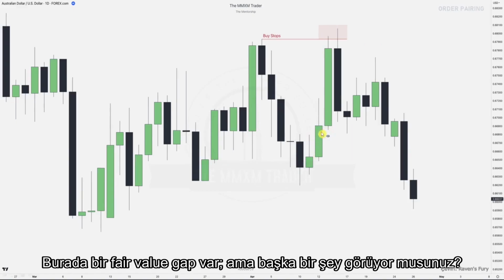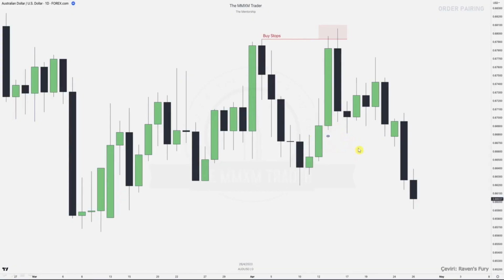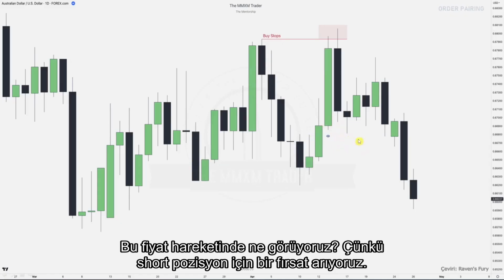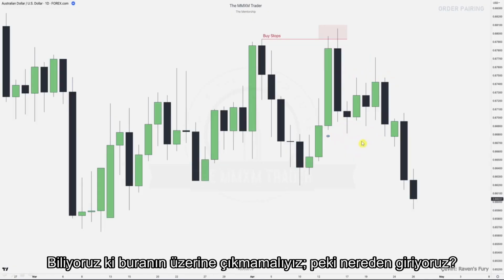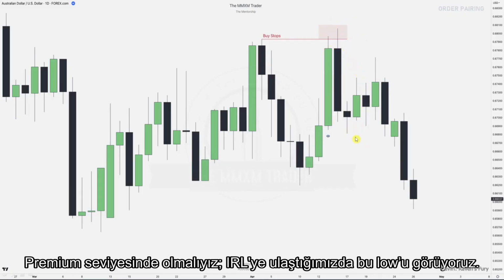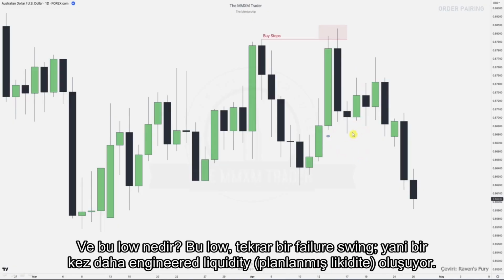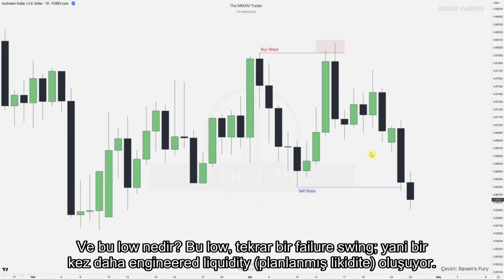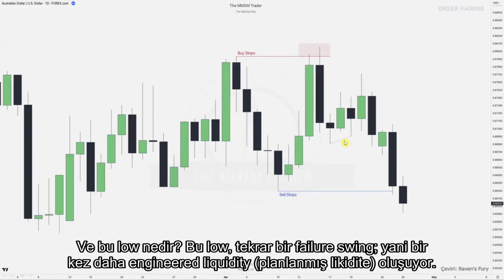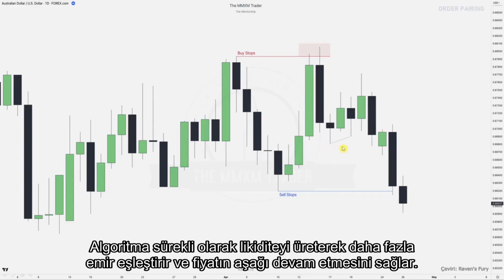We've got this fair value gap here, but can you see something else? What are we seeing in this piece of price action over here? Because we want to look for an opportunity to get short, right? Because we know we should not go above this. So where do we get in? We want to be in a premium level, right? So we hit that internal range liquidity and we see this low and this low. What is this low and this low? We've got this failure swing once again. So this is engineered liquidity.